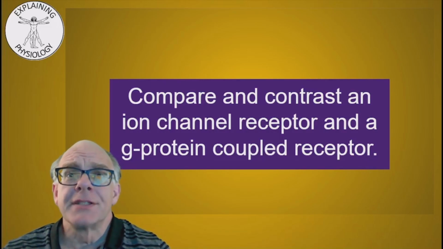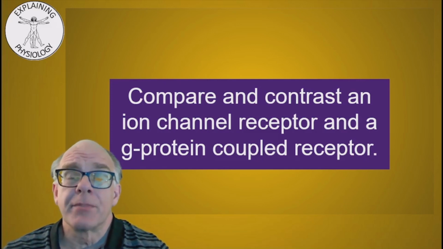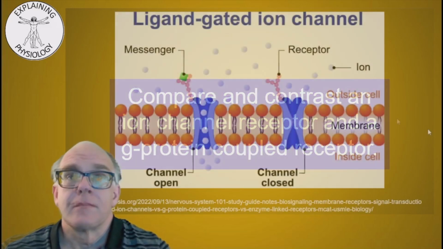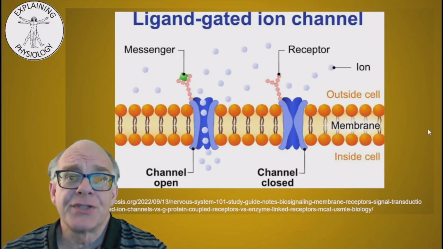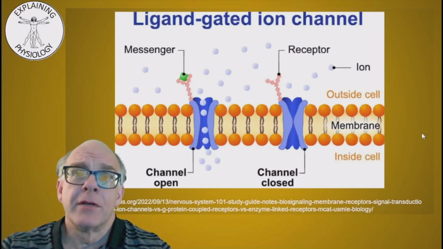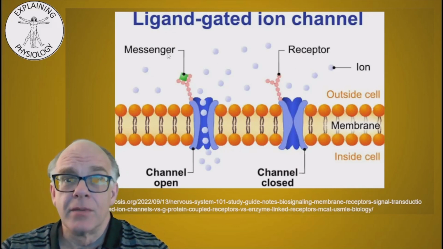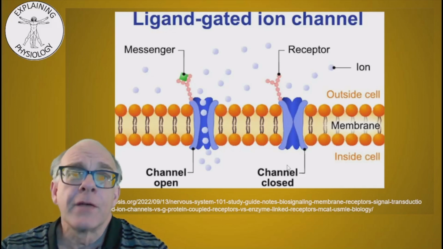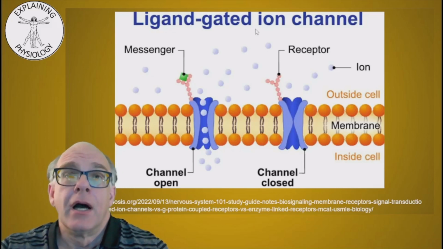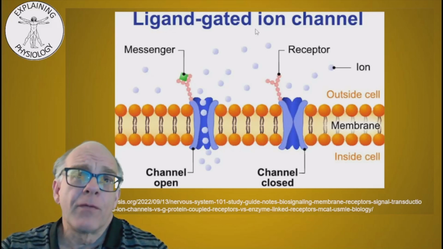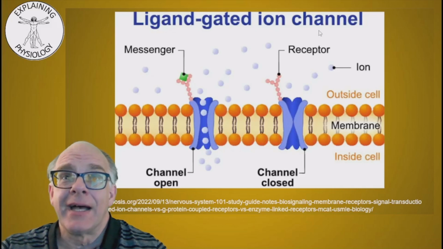Compare and contrast an ion channel receptor and a G protein coupled receptor. So in both of these examples, an ion channel receptor as well as a G protein receptor are going to be involved with converting some type of external signal into an internal response by the cell. The first one we're going to take a look at is going to be an ion channel, more accurately referred to as a ligand-gated ion channel.